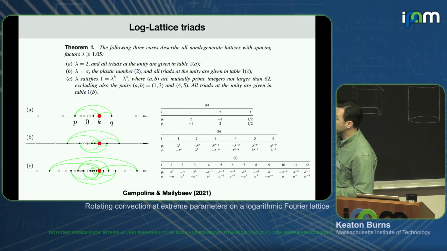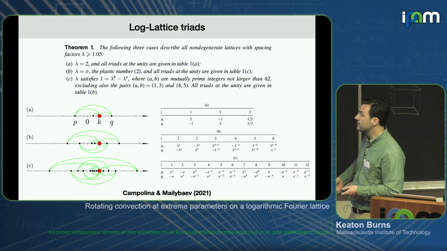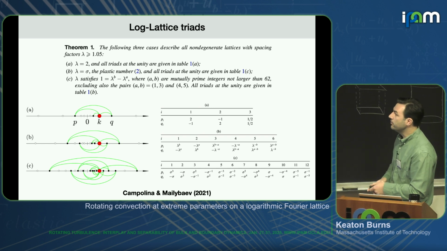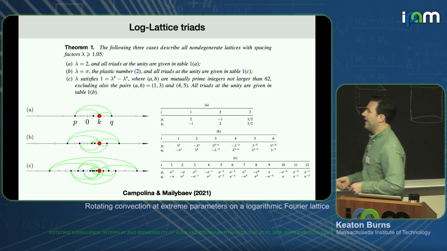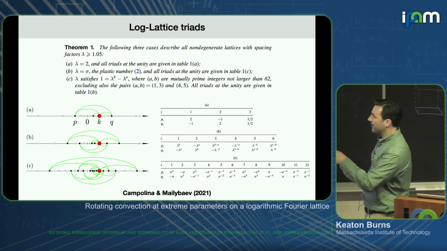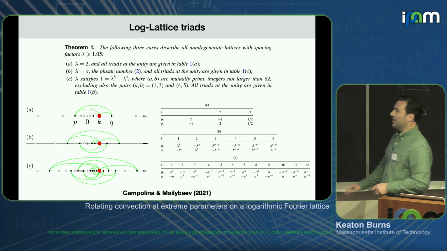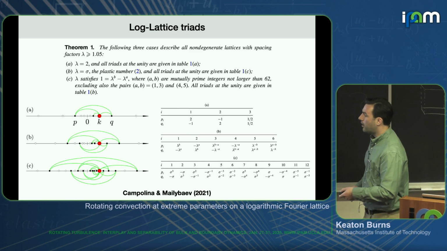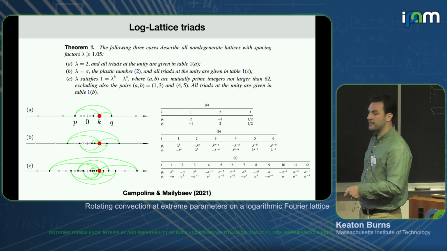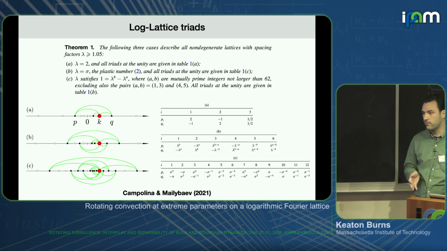So the things that work and actually give you triads on these logarithmic grids are choices of lambda that include lambda equals 2, lambda equals sigma, which is the so-called plastic number in mathematics, or lambdas that satisfy this relation for any integers a, b, and there are all kinds of detailed conditions here. The point is that if you pick something that satisfies that, then what you end up with is a discrete set of triads that exist locally in the log grid.